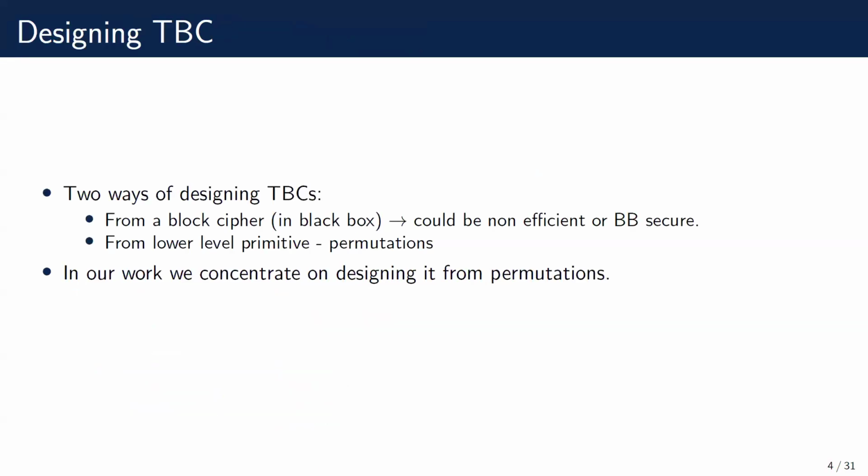So there are two main ways to design tweakable block ciphers. The previous talk talked about designing it from a block cipher in a black-box manner, but most of the works that we've seen show that this is either inefficient or birthday-bound secure. And another more recent way to build a tweakable block cipher is from lower-level primitives such as permutations. And in this work, we concentrate on designing it from permutations.